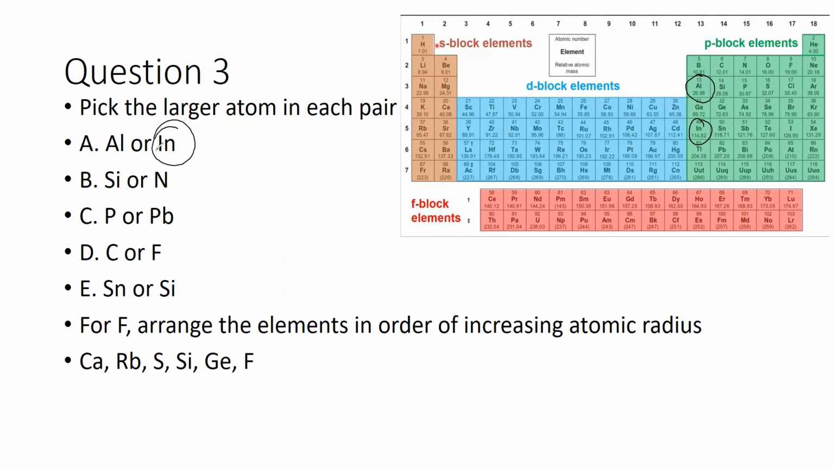And for F, to make it easier while you work on B, C, D, and E, I'm just going to start labeling these elements so I can find them easier for F. CA, RB, S. So there's all the F elements.